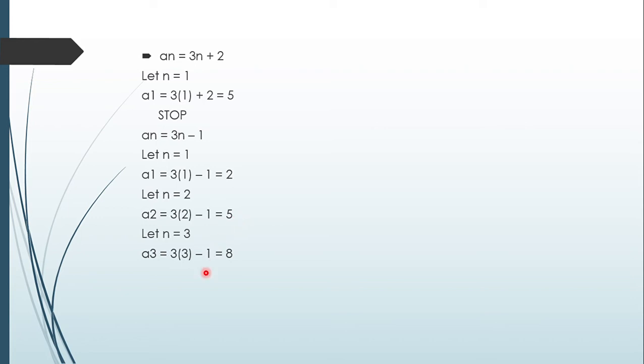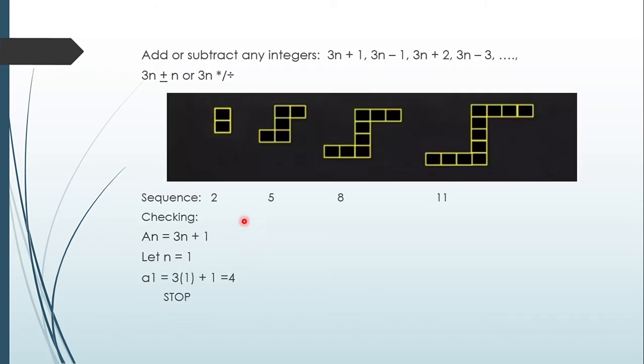Let n is equal to 3. So, substitute n to 3. 3 times 3 is 9 minus 1 is equal to 8. Next, let n is equal to 4. So, substitute 4 to n. 3 times 4 is 12 minus 1 is 11. So, now, kung napapansin nyo, 2, 5, 8, 11. Nandito sila.